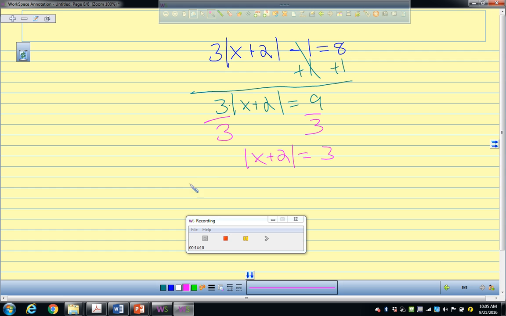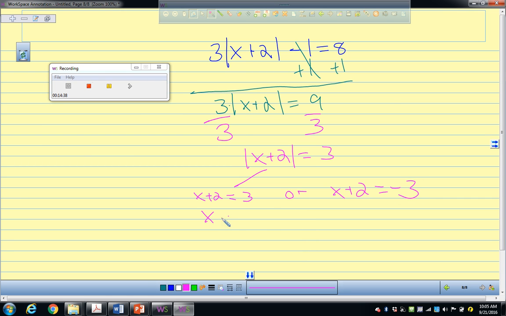There's 2 answers. Wait. Now what do I do? Subtract 2. No, now what do I do? That's right. And now I make my 2 separate equations. So at this point, I say either x plus 2 equals 3, or what? X plus 2 equals negative 3. And then I solve those 2 equations, so I get x equals 1 or x equals negative 5.